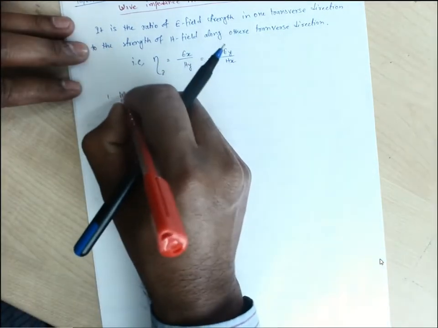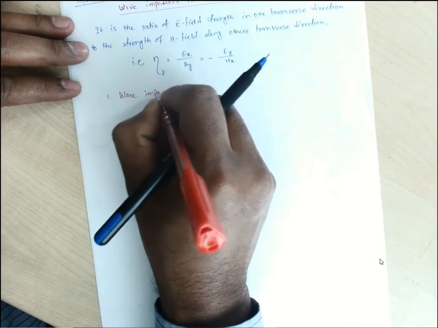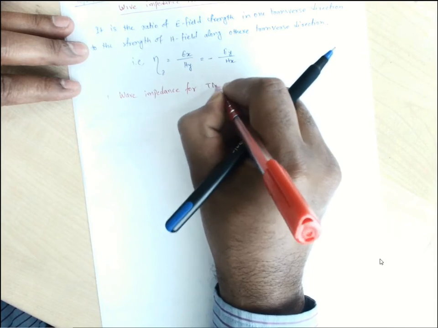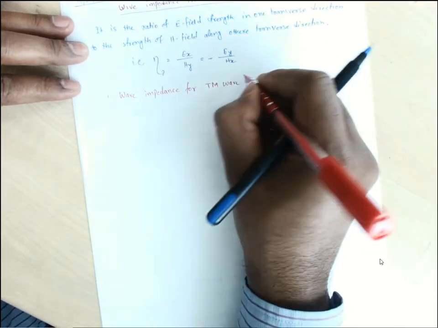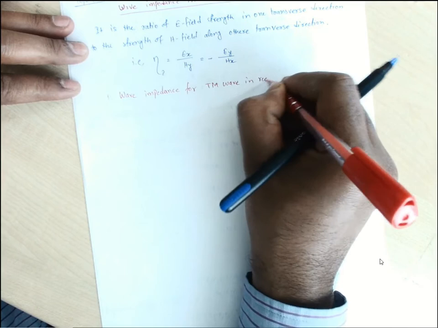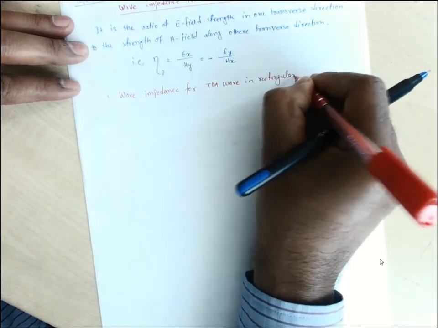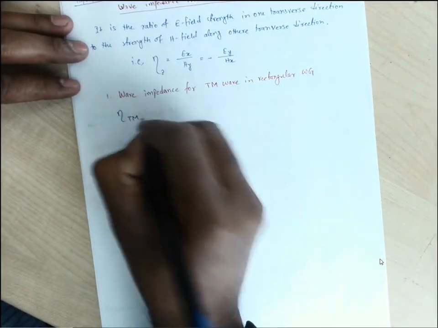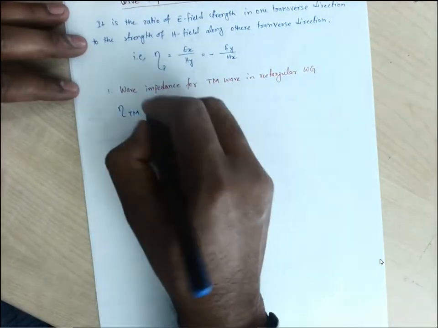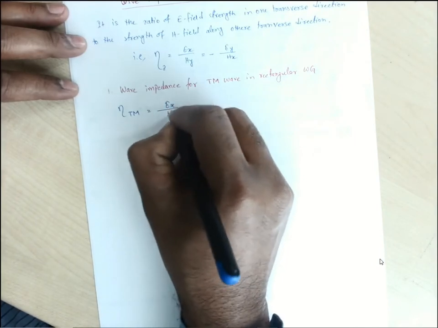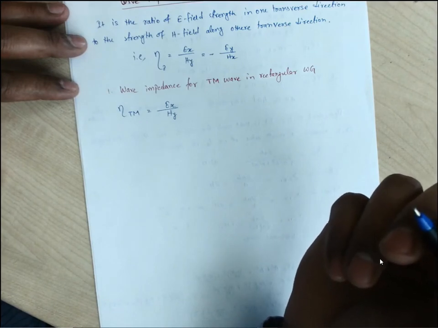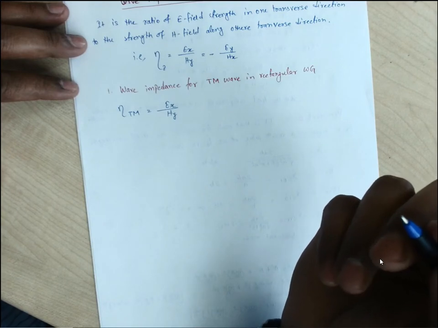First one is wave impedance for TM wave in a rectangular waveguide, that is eta TM equals Ex by Hy. We already derived the different field components for the TM wave and TE wave.